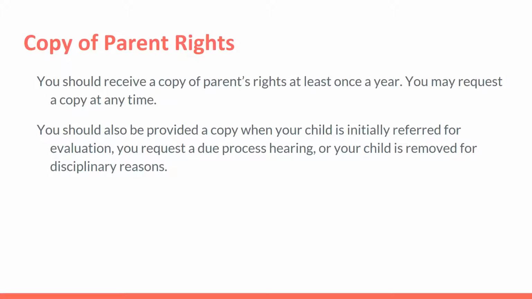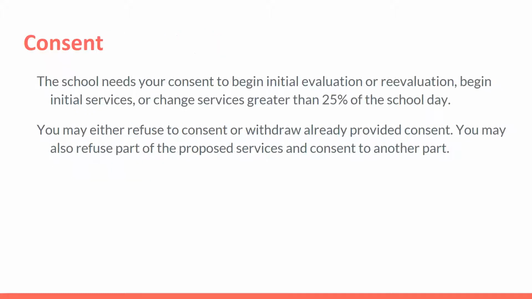You should receive a copy of the parent's rights at least once a year. You may request a copy at any time. You should also be provided a copy when your child is initially referred for evaluation, you request a due process hearing, or your child is removed for disciplinary reasons.